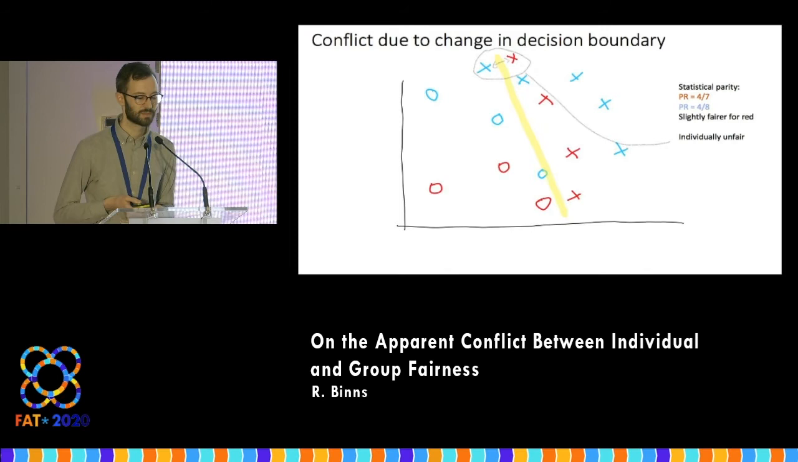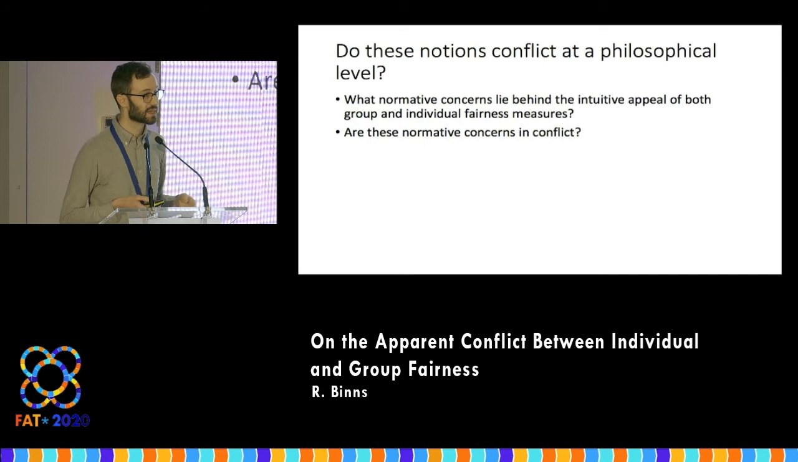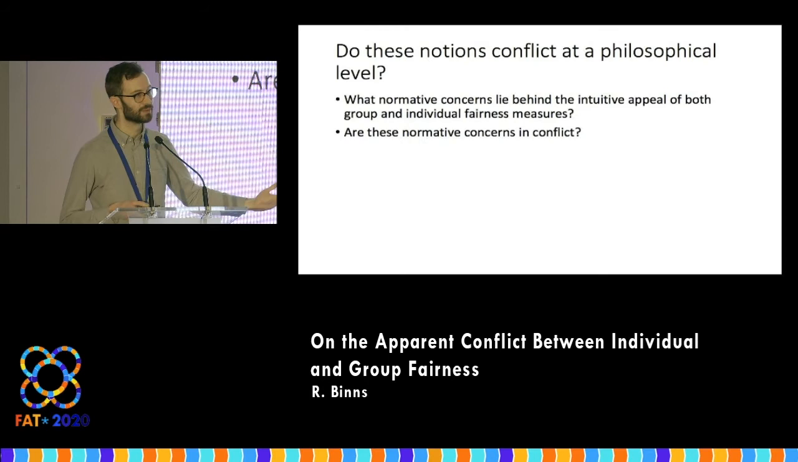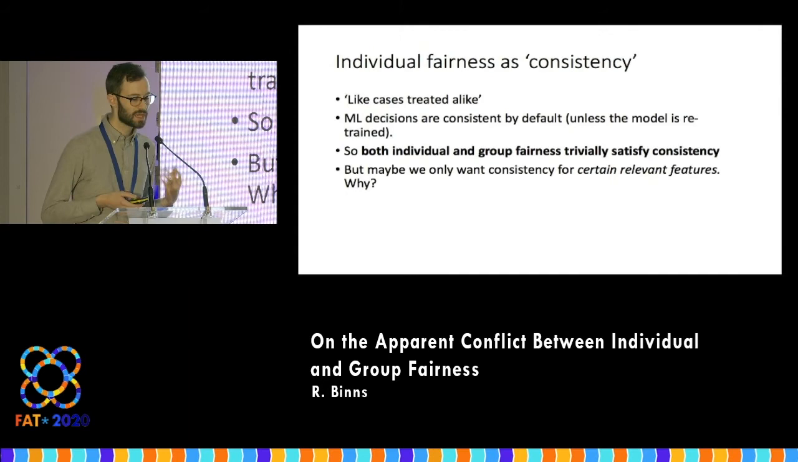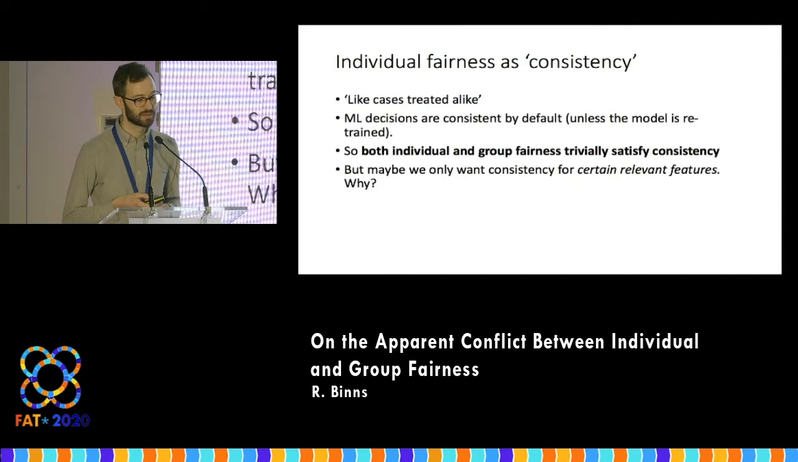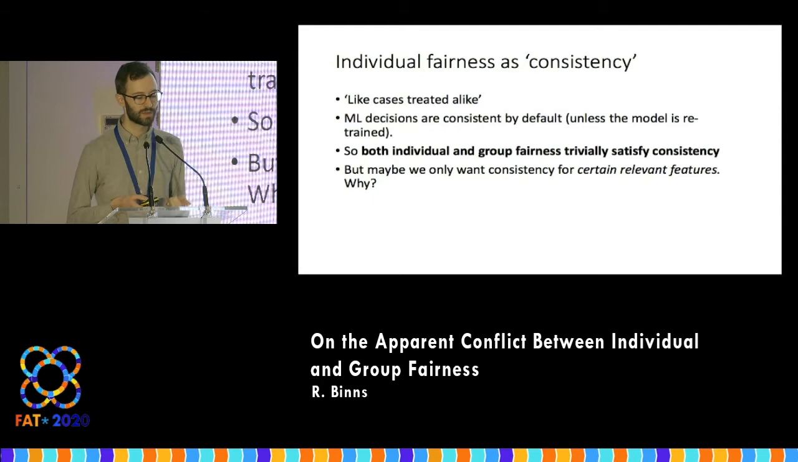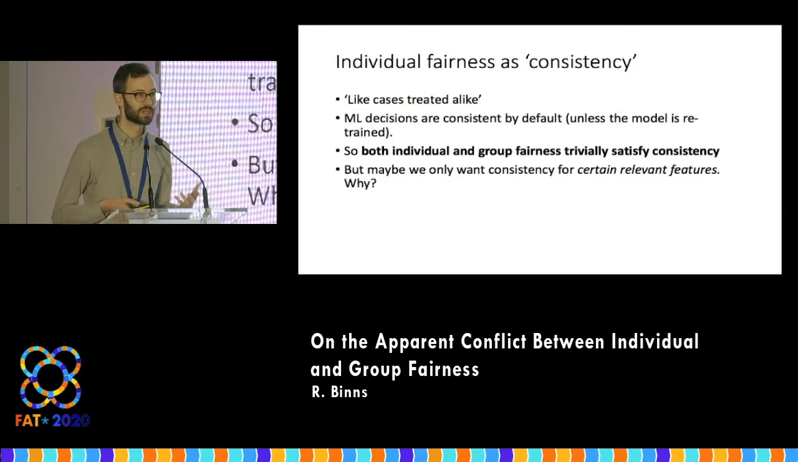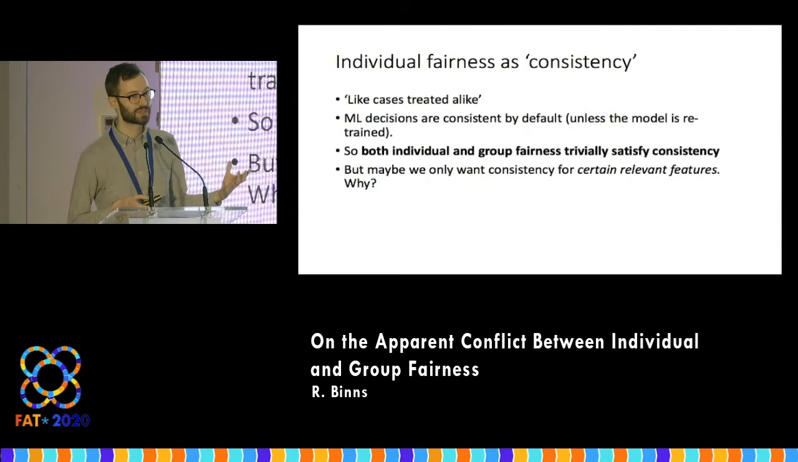So the question I have is, do these different measures of fairness conflict at a fundamental, philosophical level? Do they correspond to normative principles that are distinct and that conflict with each other? Individual fairness is often justified by an appeal to a notion of consistency: like cases should be treated alike. The first thing to note here is that whether we go for individual fairness or group fairness, machine learning decisions are consistent by default, assuming that we have a model which generates outputs as a deterministic function of the inputs.